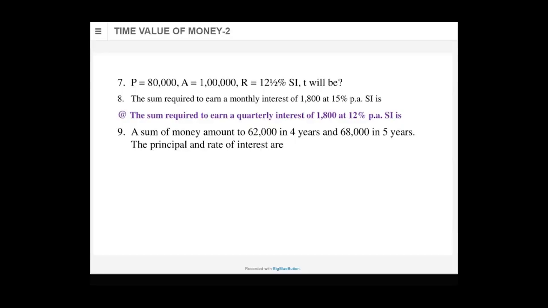And do the last one, 9th one. Similar sum has been solved. A sum of money amounts to 62,000 in 4 years and 68,000 in 5 years. The principal and rate of interest are?